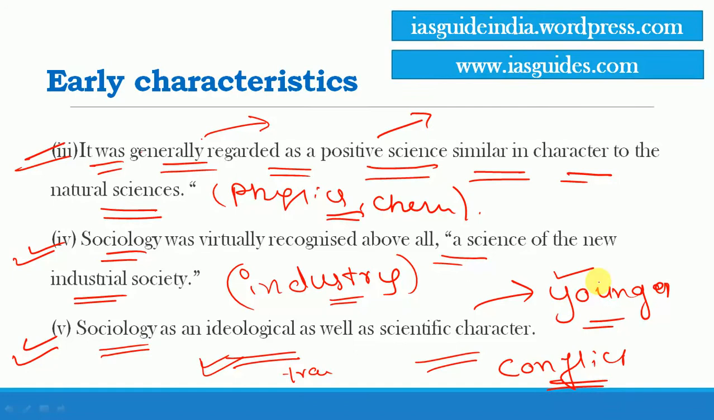Various conservative and radical ideas entered into its formation, gave rise to conflicting theories, and provoked controversies which continue even to today. Between older and younger generations there will always be conflict, and that conflict is there today also. Younger people will say that we are hardworking people. Older generation people will say, no, we were hardworking; you people are very lazy. That kind of conflict will be there. These are the early characteristics of sociology.